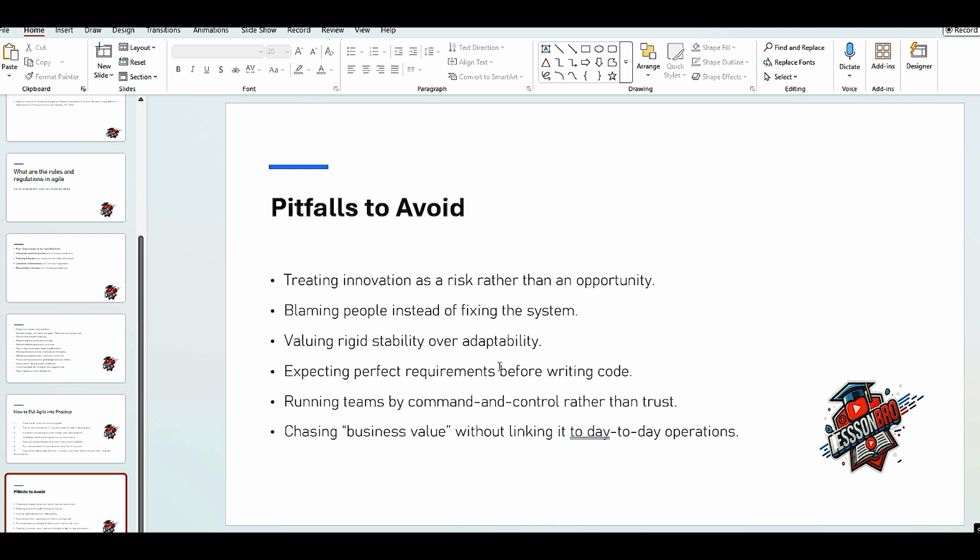Blaming people instead of fixing the system. Something goes wrong, we have that. When QA goes wrong, they blame developers. When developers go wrong, they blame the QAs or the requirement. This has to be fixed. How does it have to be fixed? You have to fix the process. So we deep dive into that.